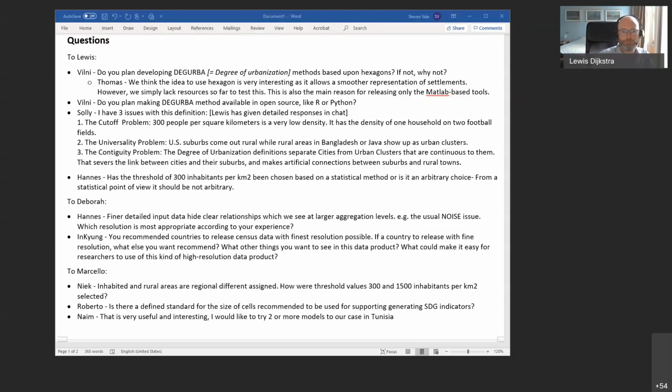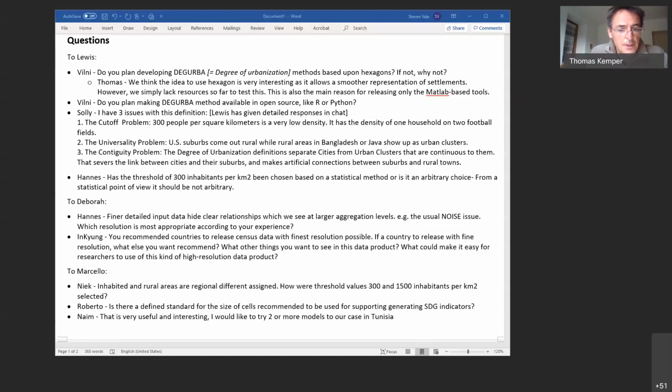Sure, that's great. I think there were a couple questions about this, but as you say, if the community supports the definition, that's really a driving force in accepting a definition. So Marcello, another technical question from Roberto: is there a defined standard size of cells recommended for supporting generating SDG indicators? So we may have lost Marcello. Yeah, maybe he has also some family related issues. He texted me. I can come in here.